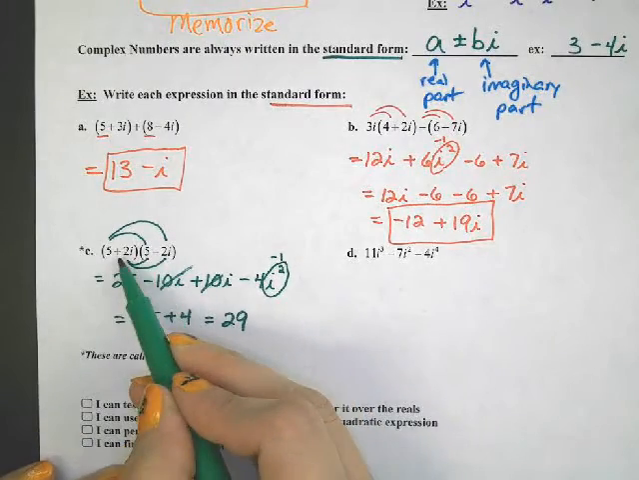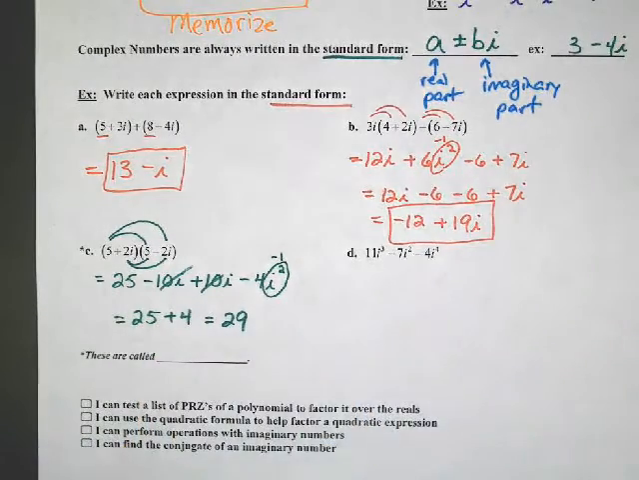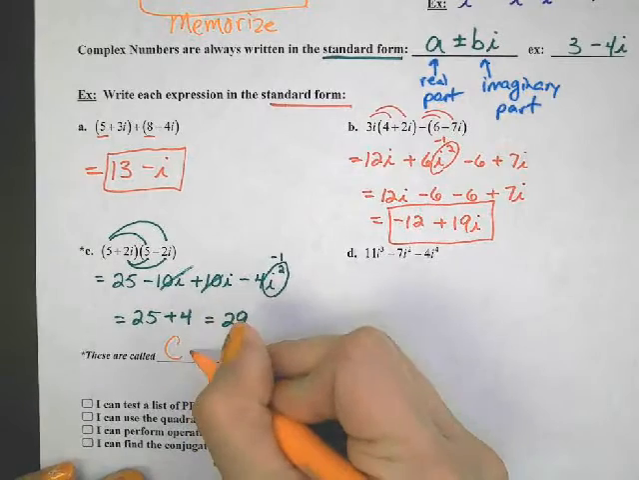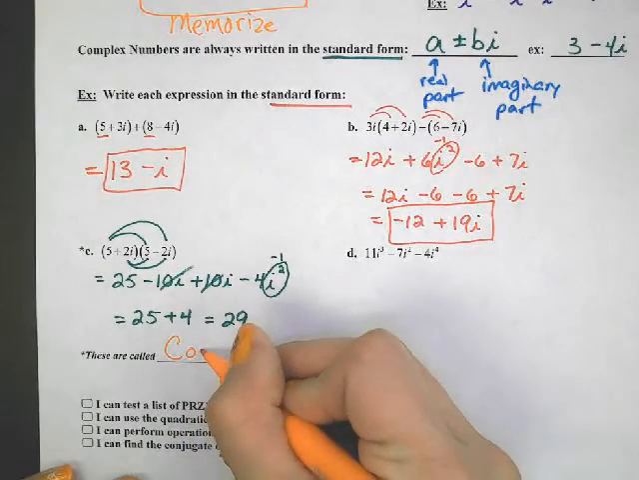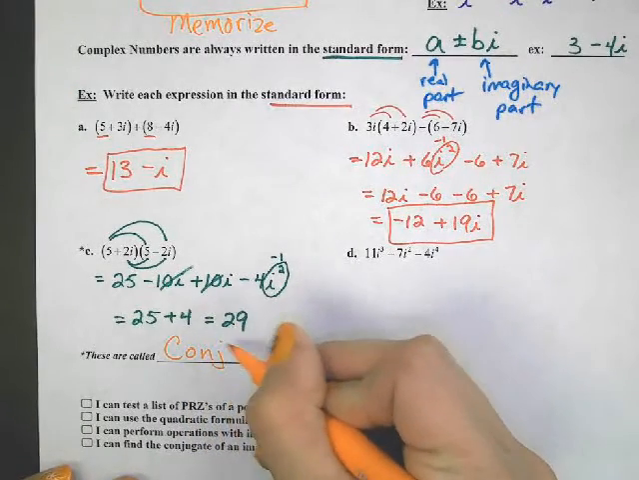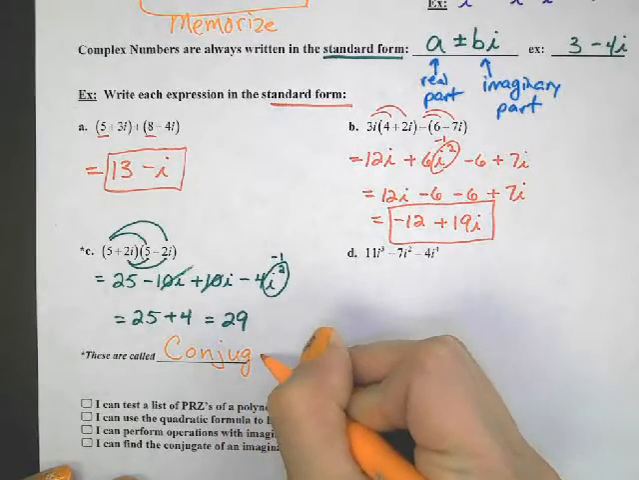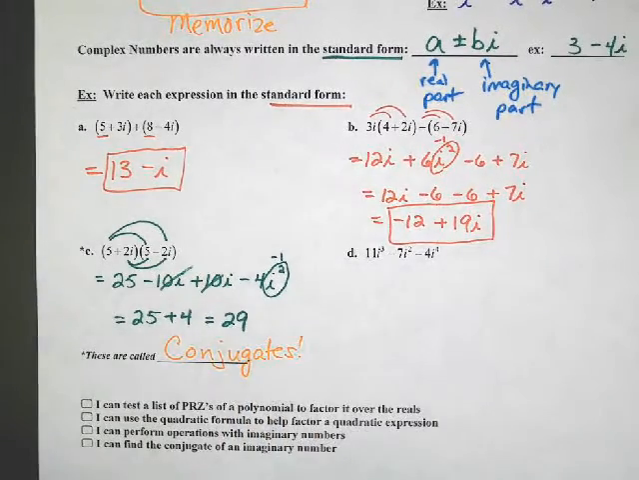Hey, what are these things called when one gets a plus and one gets a minus? It starts with a C, O, N. Conjugates. Those are conjugates. Okay, we got one more here.